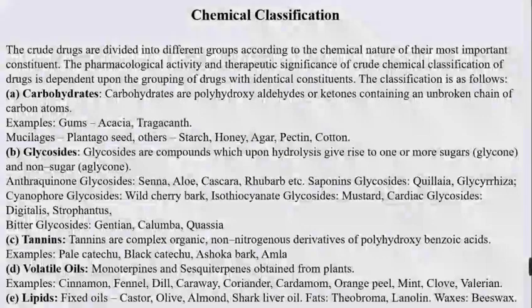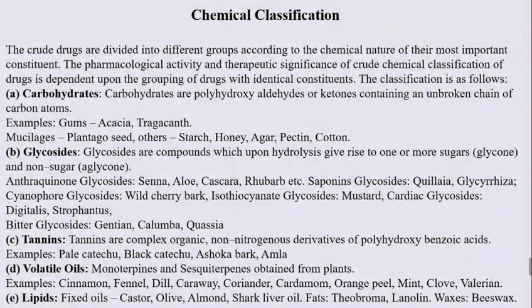Carbohydrates are polyhydroxy aldehydes or ketones which contain an unbroken chain of carbon atoms. For example, gums such as acacia and tragacanth, mucilages such as plantago seeds, and others such as starch, honey, agar, pectin and cotton. Glycosides: glycosides are compounds which upon hydrolysis give rise to one or more sugars, called glycone, and non-sugars, called aglycone.